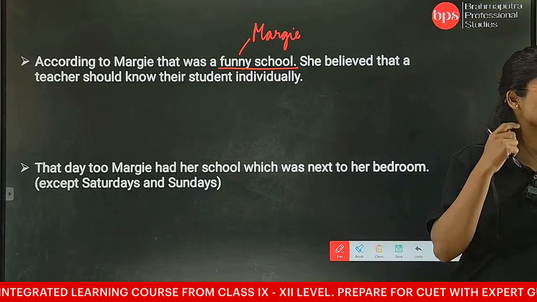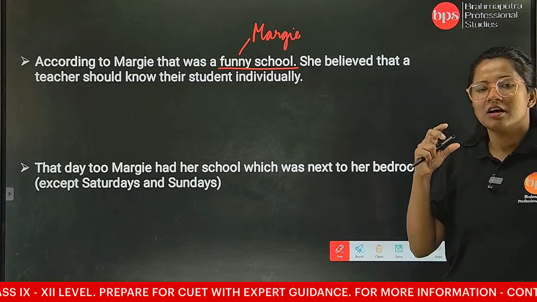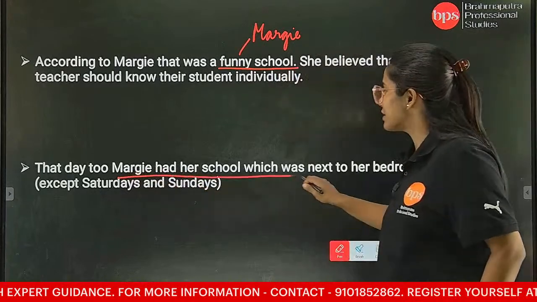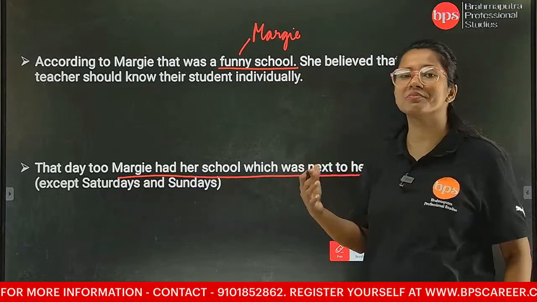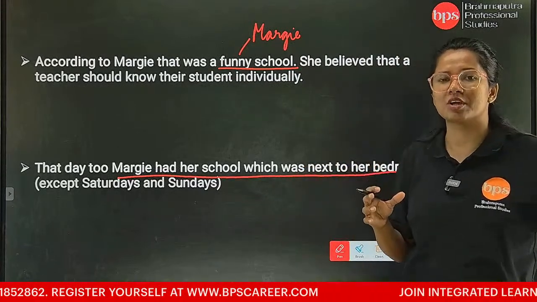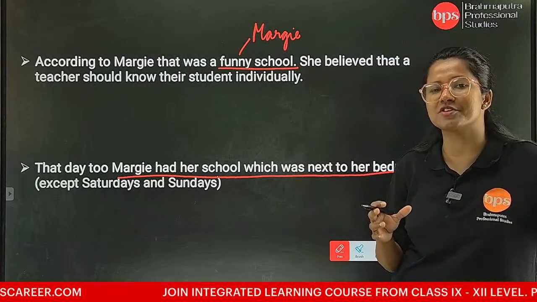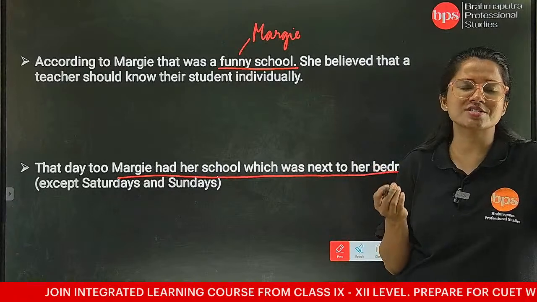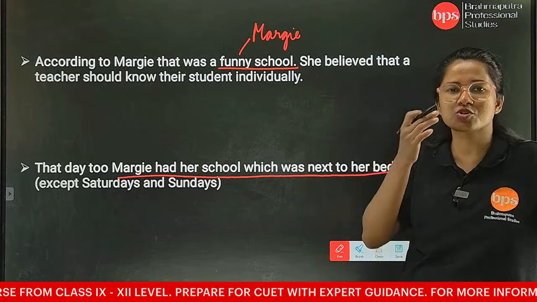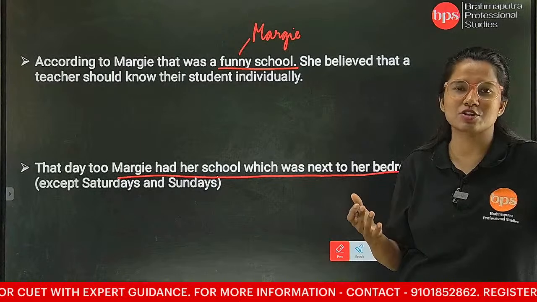Then that day too, Margie had her school, which was next to her bedroom. And it is very important that Margie's school was none other than the room next to her bedroom. So it was in her comfort zone. Her school was set up according to her comfort zone, where she just needed to move from her bedroom to the other room, which was all set up as her actual school or classroom.